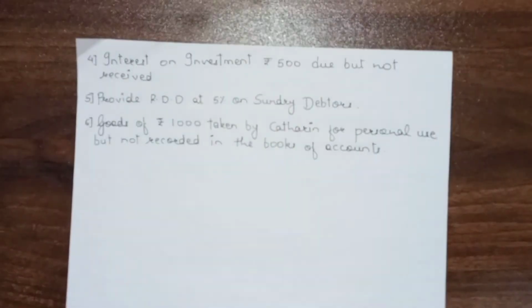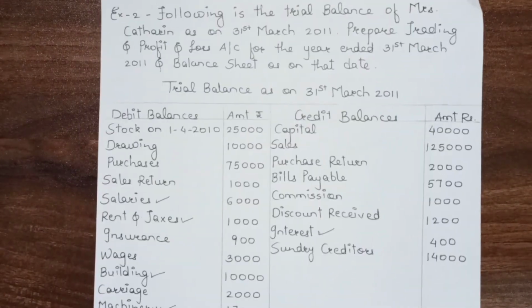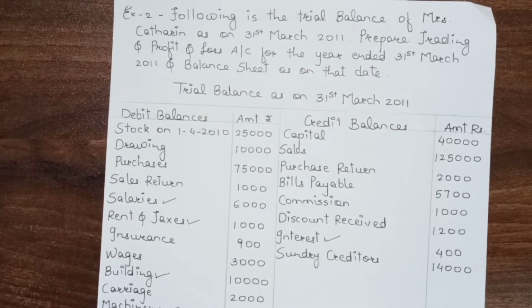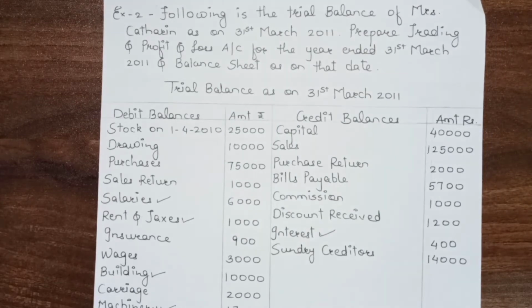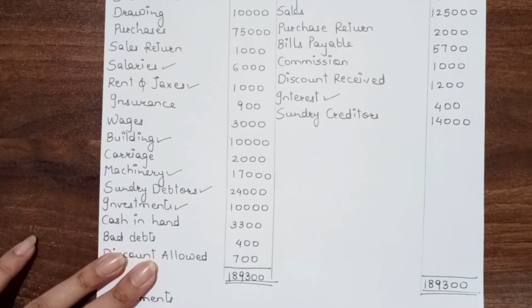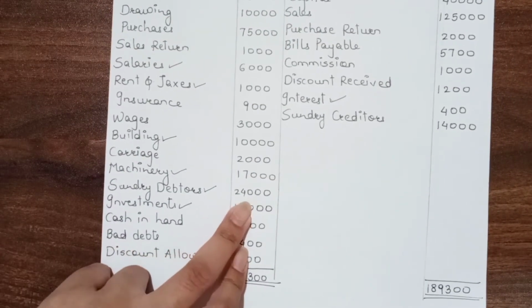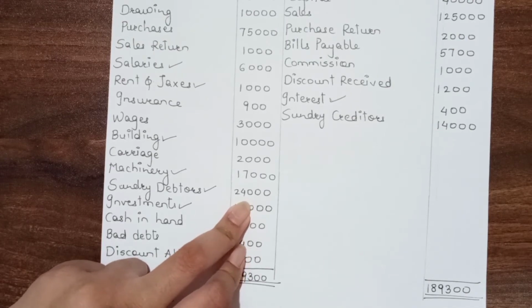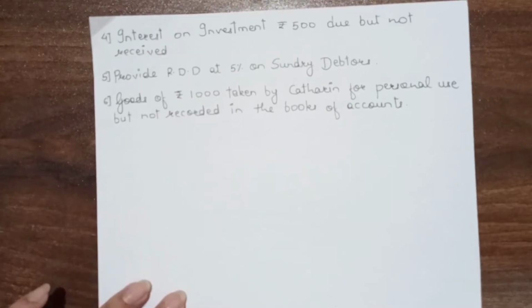So we have to solve it on sundry debtors. We will take mark sundry debtors in the debit balance. We have to calculate 5% on sundry debtors. That means we have to calculate 5% on 24,000.